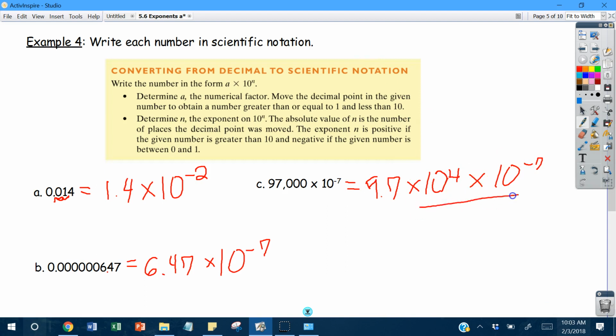So let's use the multiplication rule again. We're doing 10 to a power times 10 to a power. We can add those exponents together. 4 plus negative 7 gives me 10 to the negative 3rd. And then I have 9.7 as my first number, something between 1 and 10. So that's how you would do that one. It's very similar to the one on the last slide.